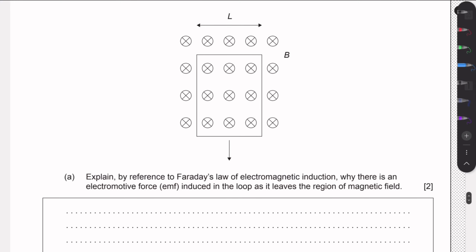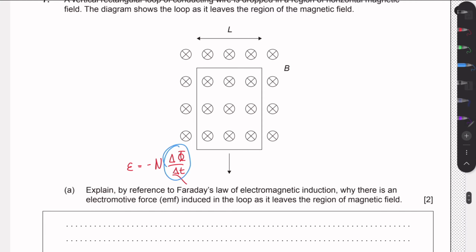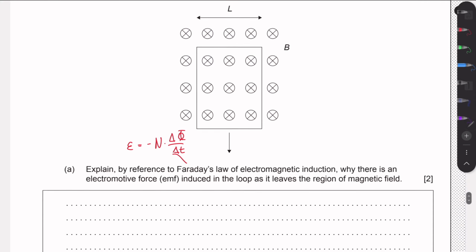So first of all, if we look in our data booklet, or we just know, Faraday's law states that the induced EMF is equal to minus n times the rate of change of flux over t. So if we have flux linkage changing through a loop, we're going to have an induced EMF. So here we see that as the loop falls, there's going to be fewer magnetic field lines going through the loop, and so the magnetic flux through the loop is going to change. And since we have a changing magnetic flux, we're going to have an induced EMF.